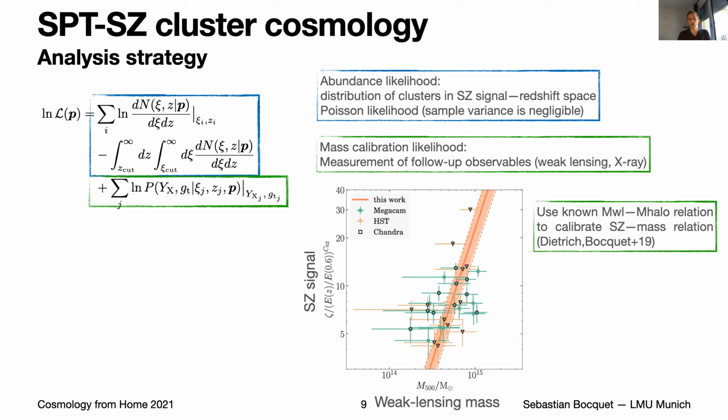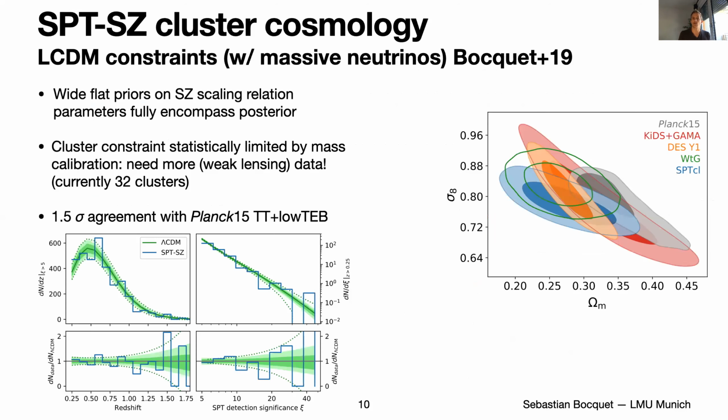It's basically treating the measurement of follow-up observables from weak lensing and X-ray. The key point is that we use the known weak lensing mass to halo mass relation to calibrate the SZ to mass relation. That's what this plot here is showing. On the x-axis, we have the weak lensing inferred mass, and on the y-axis, the SZ signal. In red, we have our best fit model, from Dietrich et al. 2019. With this, we can now do cosmology, but in practice, of course, we sample the abundance and the mass calibration likelihood at the same time to do a simultaneous analysis to account for all parameter covariances.